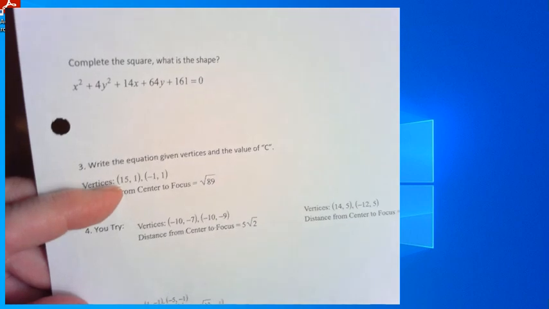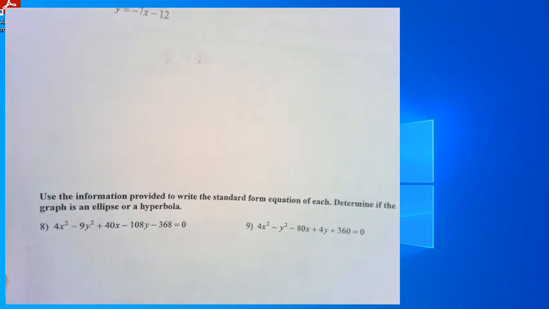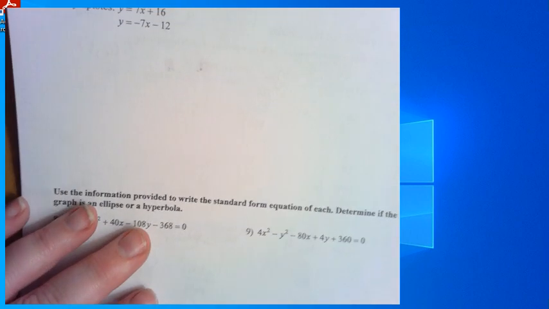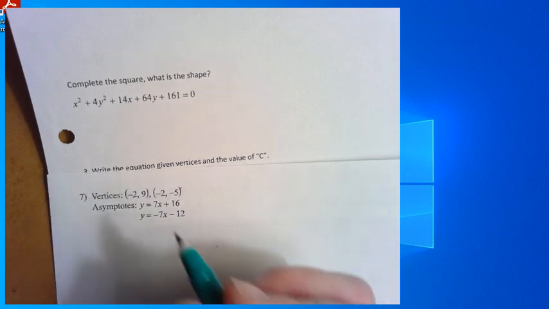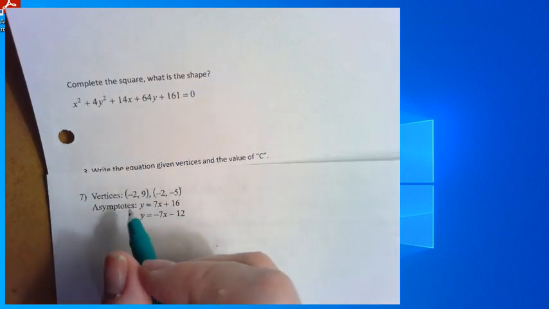Let's see if there's anything on the back that looks a little atrocious. Ooh, number 7. Wow, we've been going for 15 minutes. Let's go ahead and get number 7 in, and then I'll stop. Maybe I'll do one of those on number 8. Okay, so doing number 7. I'm sorry, I've got one in the background.